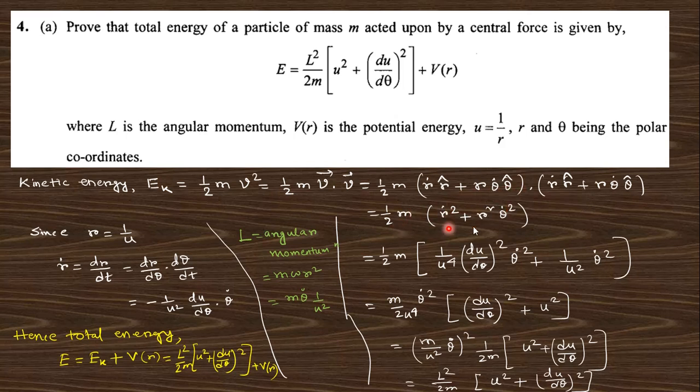If you just take the dot product, you will get this, and r dot gives you, since r equals 1 by u, r dot is dr by dt, which you interchange. So this gives you the whole square. So this is u to the power 4, du by d theta square, and this r square, r is 1 by u. After taking common factors, you will get this expression. Just think about it, because L is the angular momentum, which is m omega r square, omega is theta dot, and r square is 1 by u square. So this gives you L square by 2m u square, du by d theta whole square. So the total energy has this kinetic energy part, and the potential energy is V(r). Clear? Go to the next one.